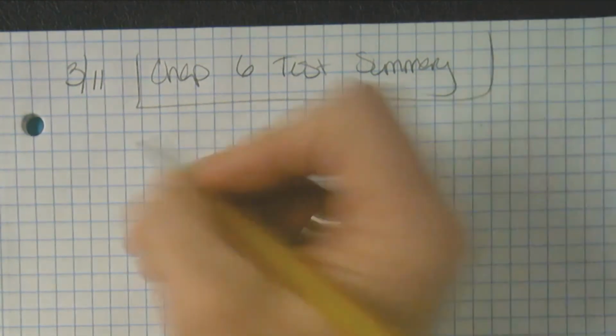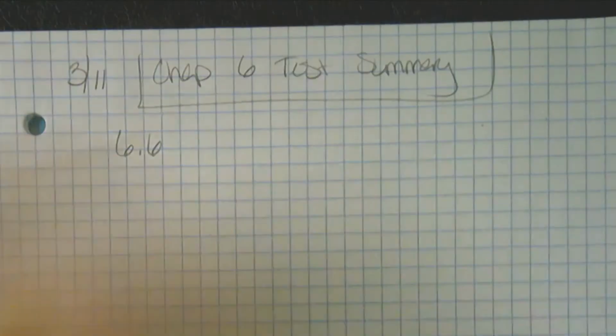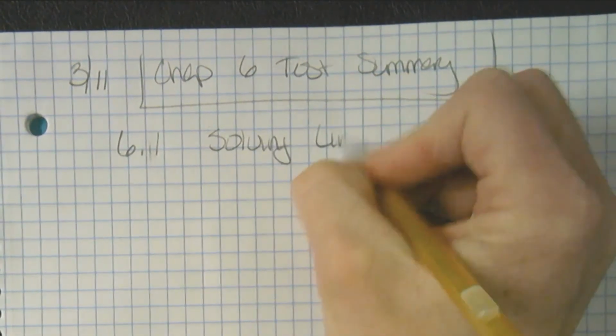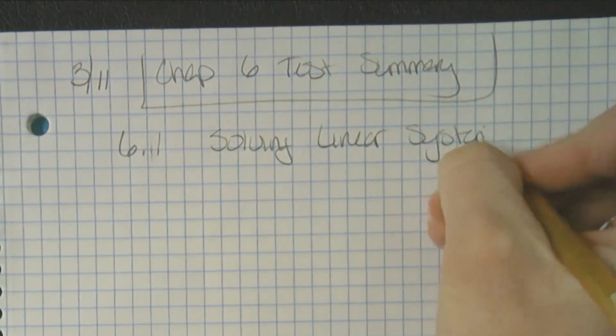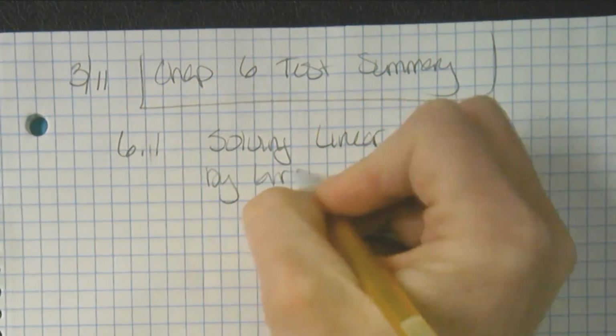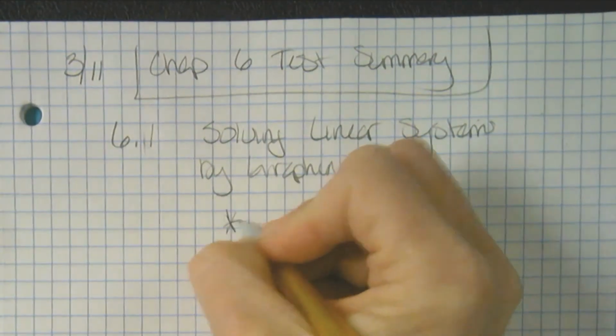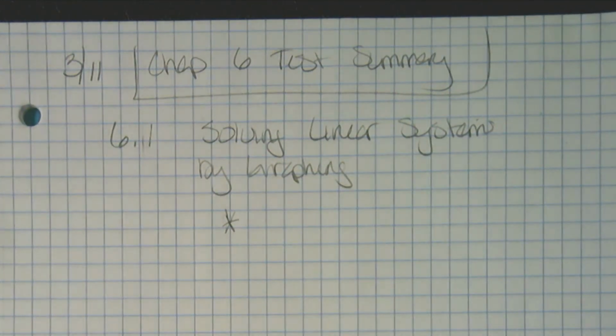Okay, so the first thing, in 6.1, we talked about solving linear systems by graphing. All right, the one thing that I will say to you that I do require is no matter what form you get it in, no matter what format your equations are in, you're graphing from that format.